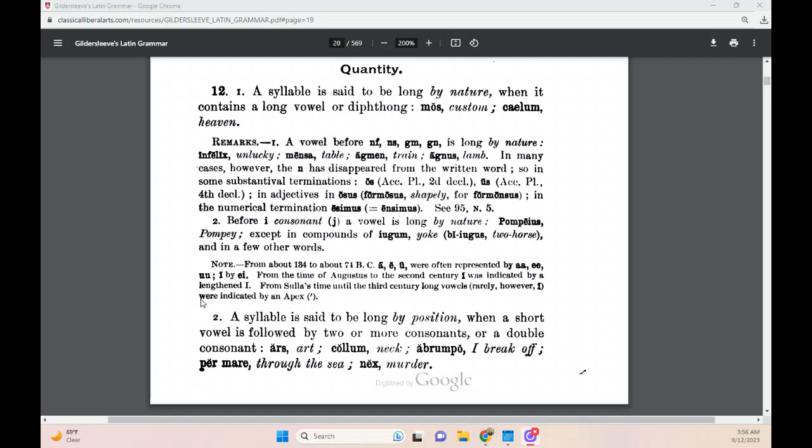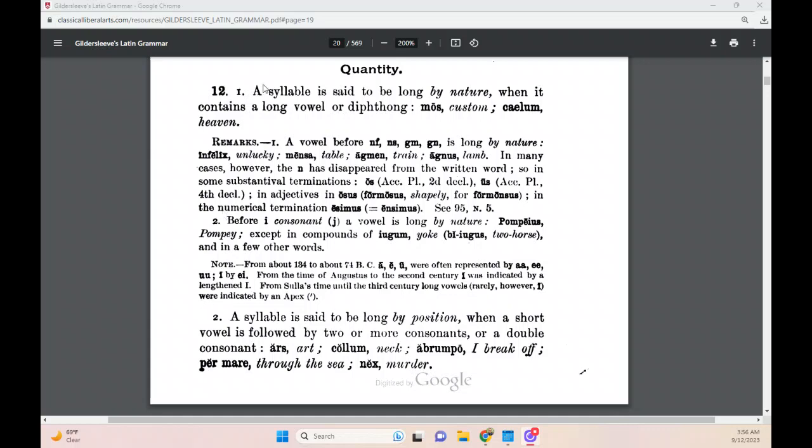So it's not just a rule that we submit to. It's simply a rule that's based on how we actually pronounce words and how much time it takes us to pronounce certain syllables. So there is reason to this rule.